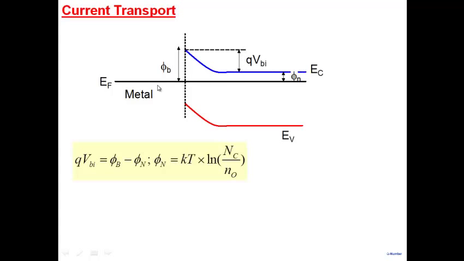This is QVBI. So all that you do is a sort of energy conservation. You start from this point, go up. So you add in energy phi B, you come down, you subtract energy QVBI, you come down further, minus phi N, and you're back at the Fermi energy. And therefore, from there, you can determine that QVBI is equal to phi B, the barrier height, minus phi N. Phi N is this EC minus EF here. And phi N, of course, EC minus EF, is kT ln of the density of states divided by the number of electrons at this particular point. Okay, so we know how much is QVBI, the built-in voltage.